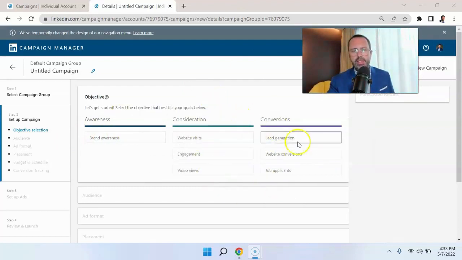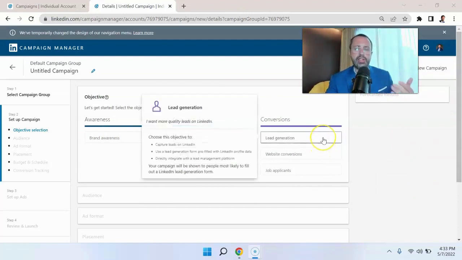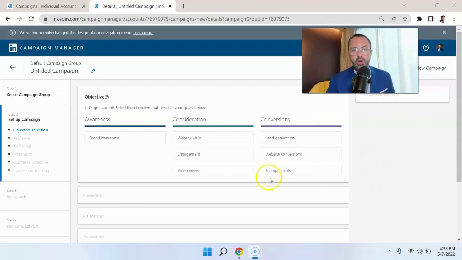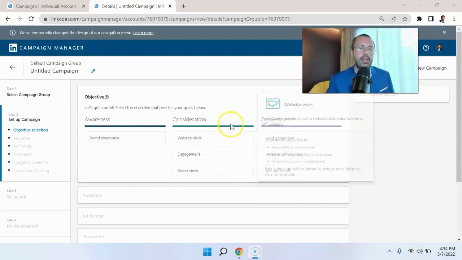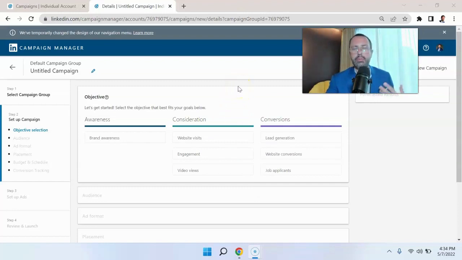Now, the problem with these objectives is that there's a trade-off. By focusing on the leads, you're going to sacrifice the number of impressions or the number of people that are reached. By focusing on engagement, the way that you drive up the engagement rate is by reducing the amount of people that were exposed to the ad. Similarly, when you're trying to drive clicks, you're trading off how many people are being exposed to your ad, even though perhaps they weren't willing to click it.